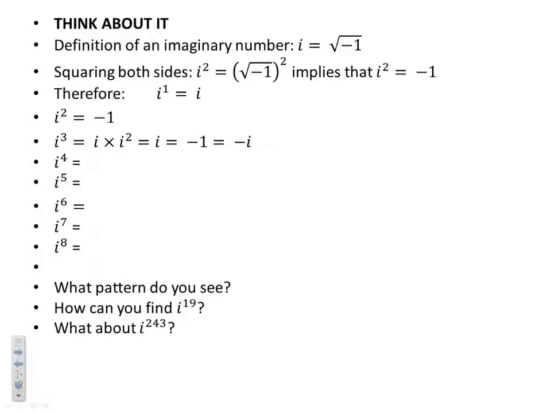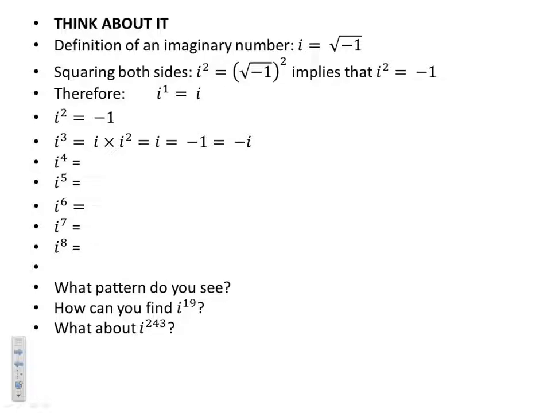I want you guys to think about this for a minute. Remember, we already defined the number i, the imaginary number or the complex number i, as the square root of -1. So if you square both sides of that equation, you end up with i squared equals -1. Therefore, i to the first equals i. So i squared equals -1, then i cubed equals -i.